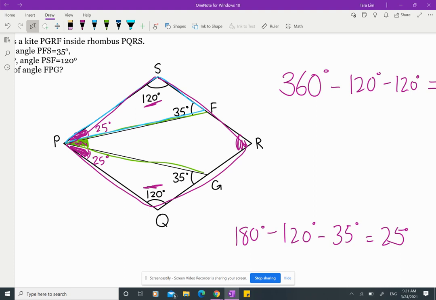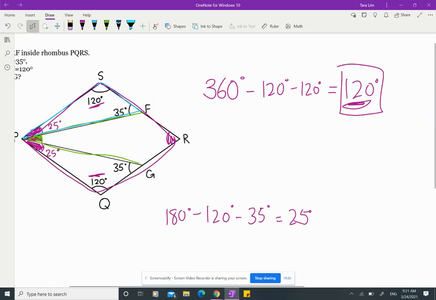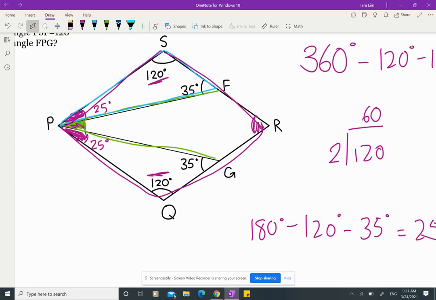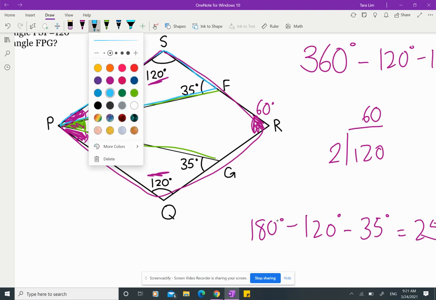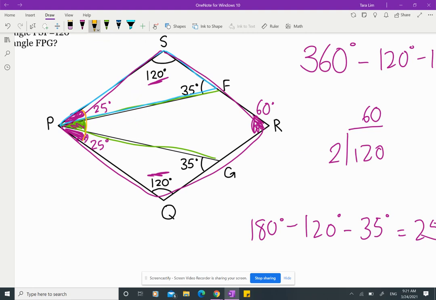But one thing we know is that both of their angles are the same. So what we can do is divide 120 by 2 so that we know half of it. If you divide it by 2, it will give us 60. So this is 60 degrees. And this angle here is 60 degrees as well.